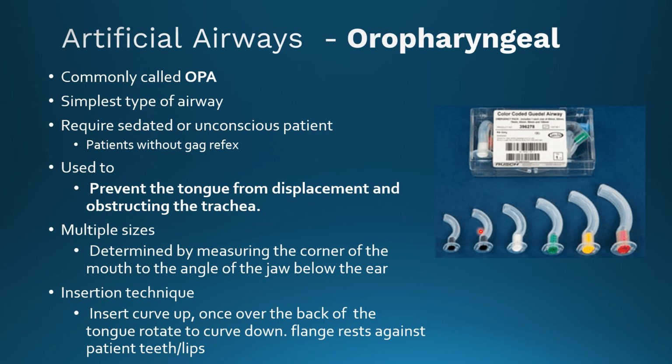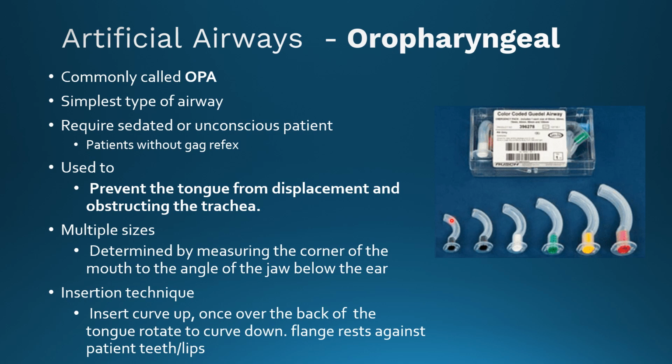It does come in multiple different sizes, ranging from infant to large adult. The size of OPA that is used is determined by the size of the patient's jaw area. So we take the tip of one OPA and measure it against the corner of their mouth up to the corner of the jaw, or the angle right below the ear. It should be the length of one of these OPAs.